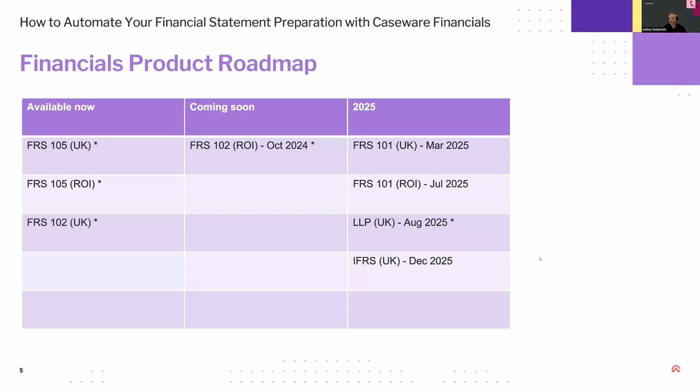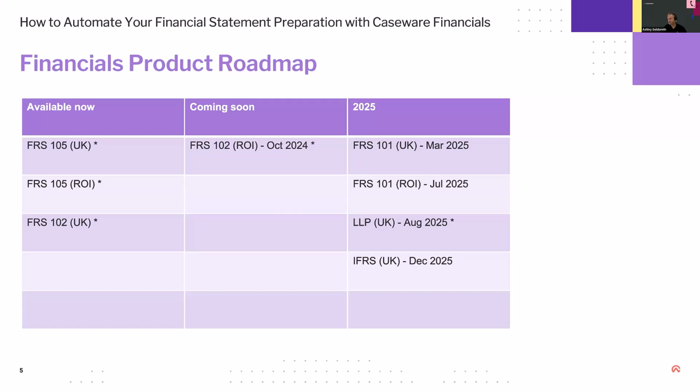Moving on to next year, it's going to be quite a busy period, as you can see, as we get FRS 101 template available for the UK market. We're scheduling that to be available with tags and everything else by the end of March, so around Easter of next year. Again, we'll follow on with the Republic of Ireland product, the equivalent for 101. We're looking at sort of July time for that.